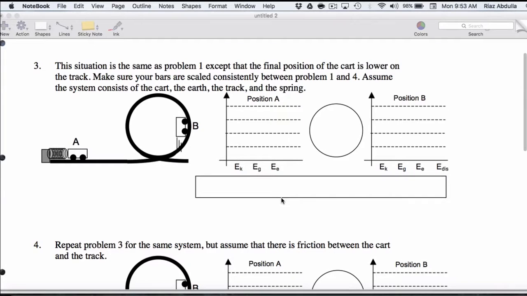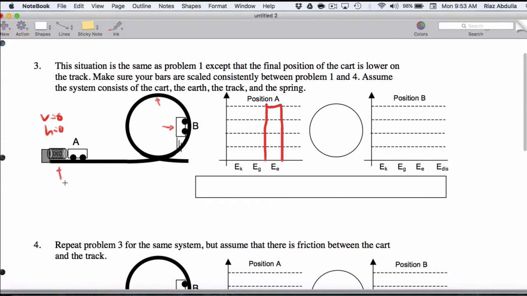All right, number 3. So we have a very similar situation to problem number 1, but notice our height is now here at the end. So we begin with all elastic energy as we did before, because V is 0 and H is 0, and we do see a spring.